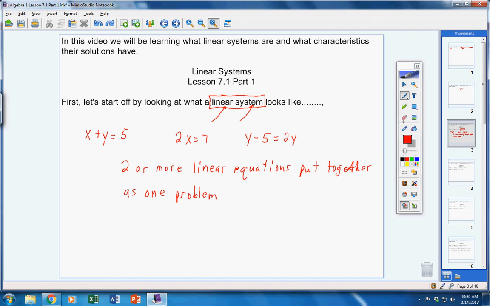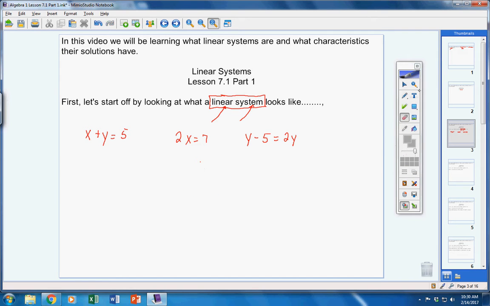So having said that, this could be a linear system. Write this down for an example. If these two equations were given as one problem like this, we'll call it, like in your textbook, it might be problem number 19 or something like that. That's a linear system because you have linear equations, and they're put together as one problem.